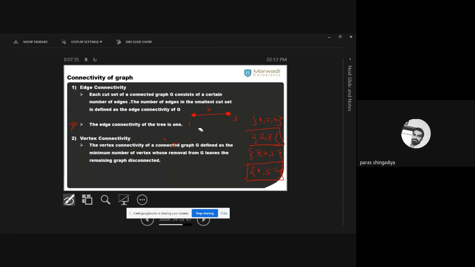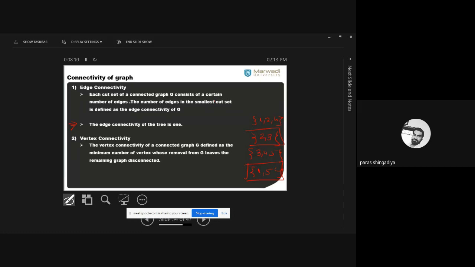So what is the meaning of vertex connectivity? By using the deletion of the vertex, we'll make the graph disconnected. So what does it mean? The vertex connectivity of a connected graph G is defined as the minimum number of vertices whose removal from the graph G makes the graph disconnected. ठीक है, मींस आपको मिनिमम नंबर वर्टेक्स को डिलीट करना है, मिनिमम पॉसिबिलिटी ऑफ द वर्टेक्स, which makes a graph disconnected, then this number of the vertex is called the vertex connectivity of the graph.